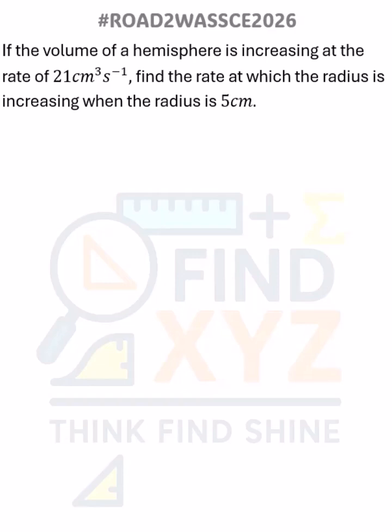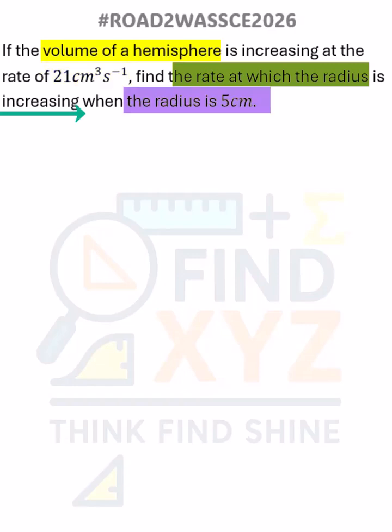We are still on the road to WASSCE 2026. Let's try this problem. The volume of a hemisphere is increasing at a rate of 21 centimeters cube per second. We have been tasked to find the rate at which the radius is increasing when it is 5 centimeters. Let's dive in. What is a hemisphere?